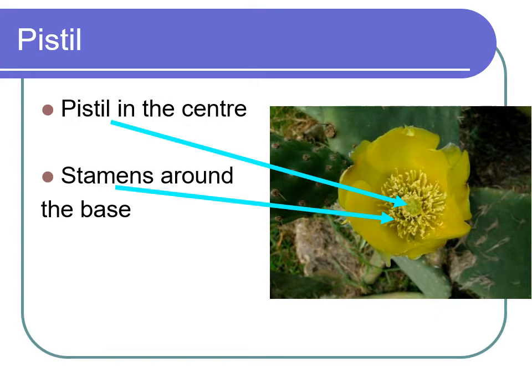The cactus, so the same thing. There's a pistil in the middle and lots of stamen around the exterior. And these are often structured in such a way that there's a good chance the pollinators will pick up pollen and move into the pistil and deposit pollen on the stigma.